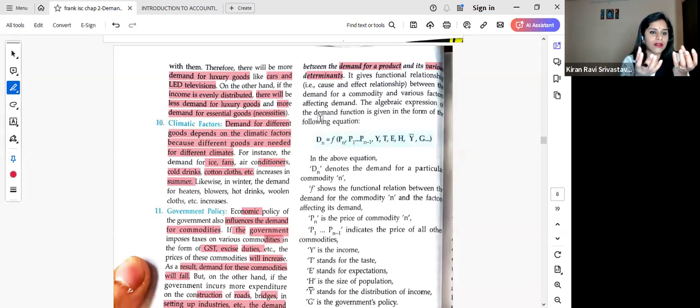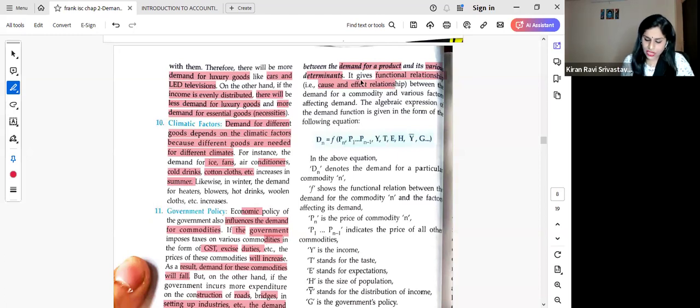It's like two sides of a balance or two sides of a coin: demand for a product and its various determinants. It gives a functional relationship, cause and effect. Just now we have studied all the cause and effect. Because of price, what is happening to the demand? Price is the cause and the change in the demand is the effect. So all the 10 determinants we saw. Income is the cause of change and demand of the commodity is the effect.